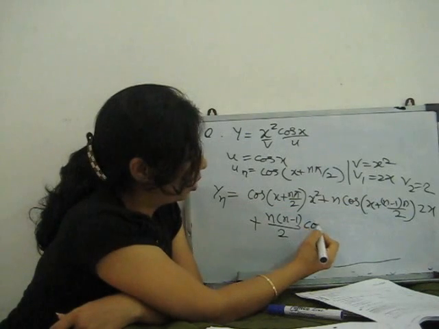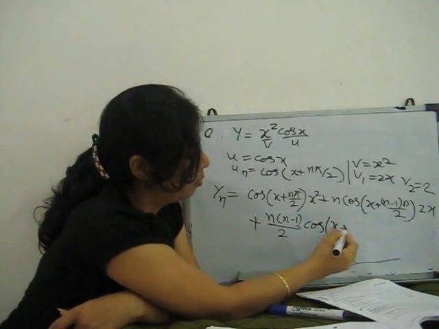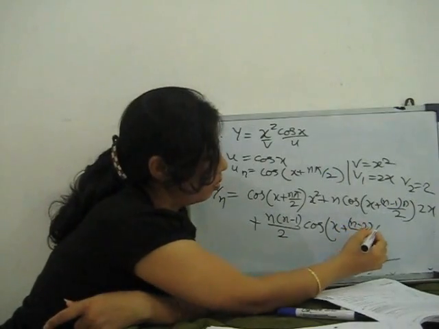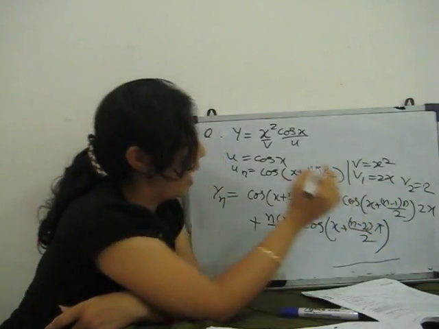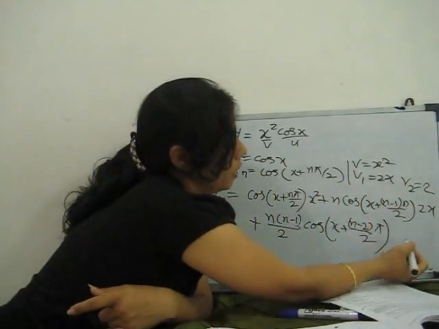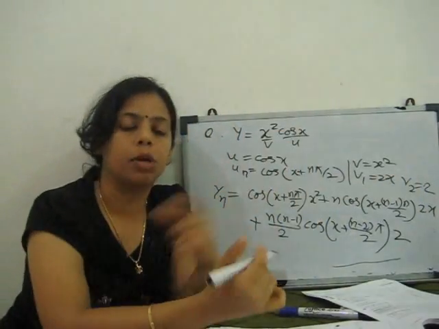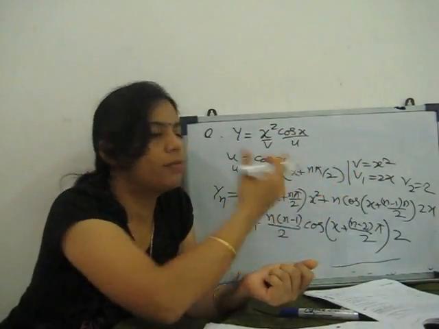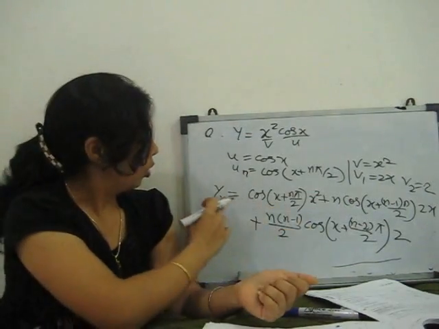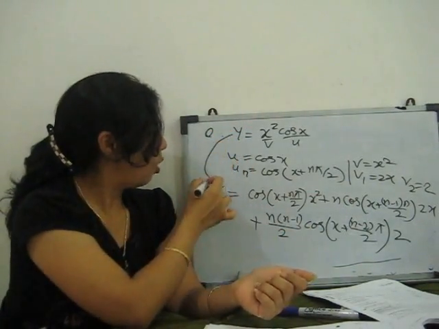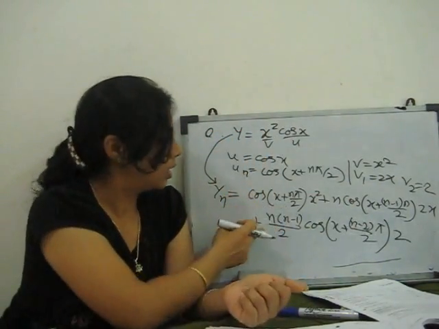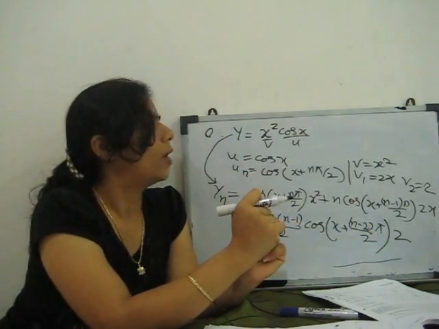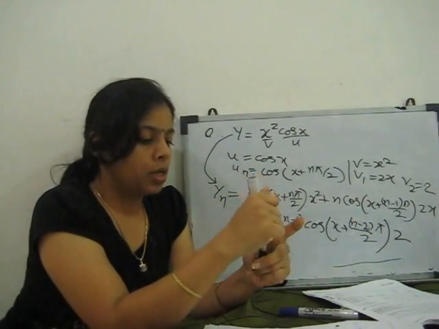So n minus 2 gives cos x plus (n minus 2) pi by 2, and v2 is 2. Finish, because the further terms v3, v4 are all 0. When we multiply with any other term, it also gives 0. So our nth derivative of this given function is this. You just simplify it, and you will get the nth derivative of x square cos x.